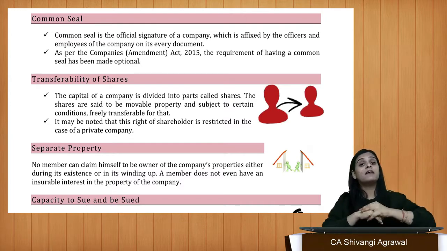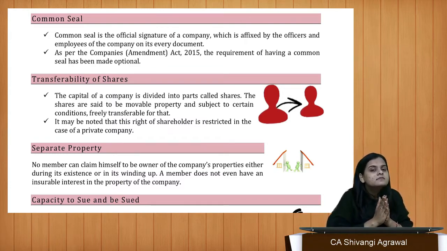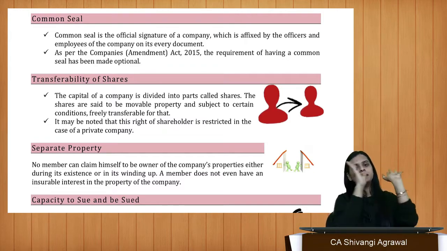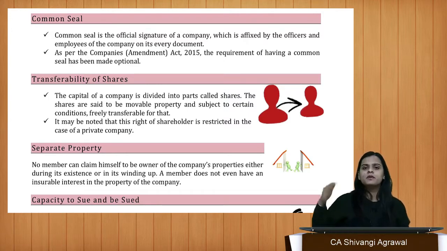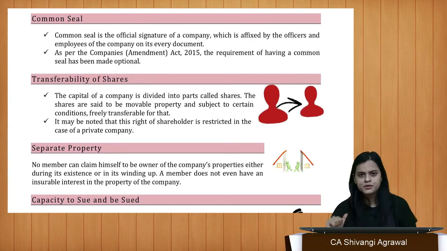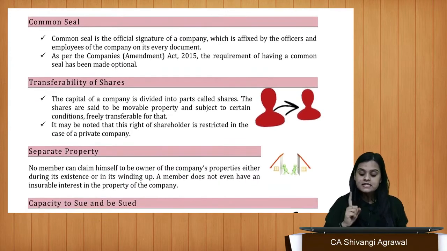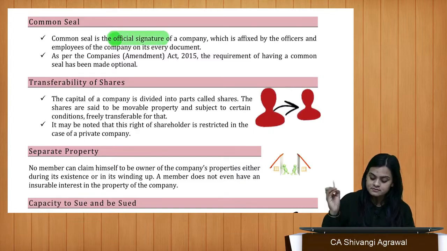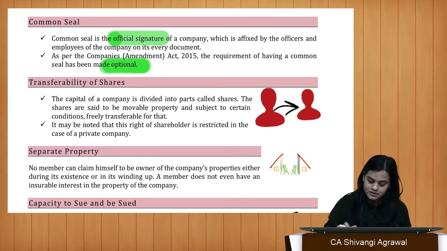Now, if a company doesn't have an official signature and the company wants to enter into some contract, who will sign it? If it has an official signature, we put a stamp and it's like, okay, the company has signed it. But otherwise, who will sign it? We are going to read about the signing part later. I'm going to tell you who signs and everything. The directors are being authorized to sign that. So what you have to remember is, it is the official signature, but it is optional.